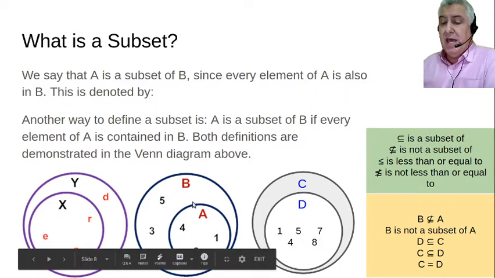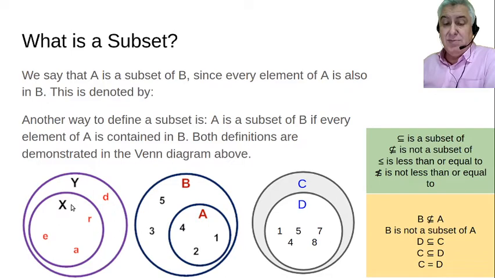So A is a subset of B, but all the elements of B are not in A. There's a 5 and there's a 3 that is not in A. Therefore, B is not a subset of A. Y is not a subset of X.